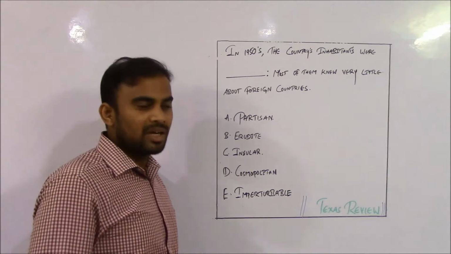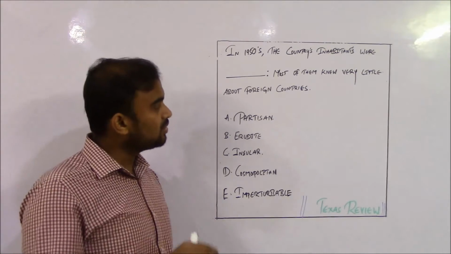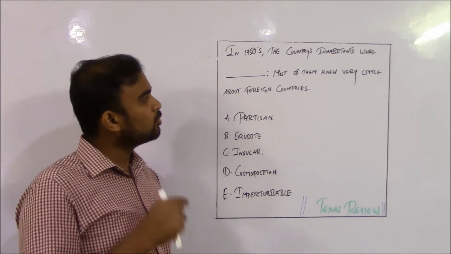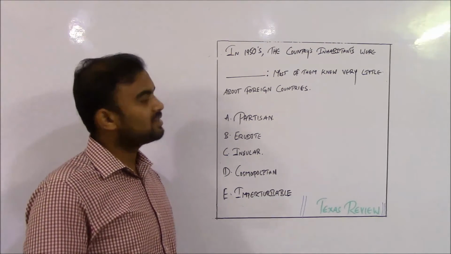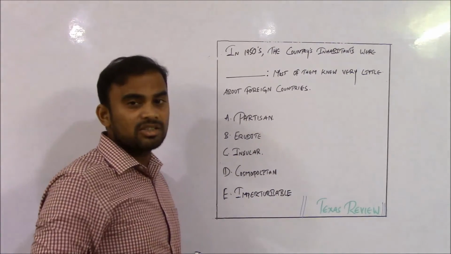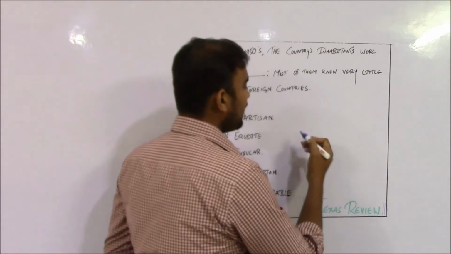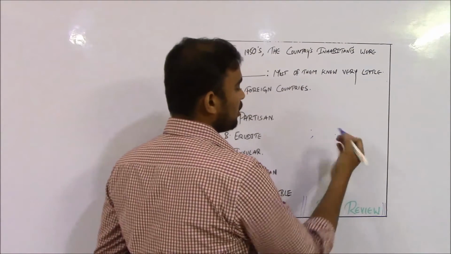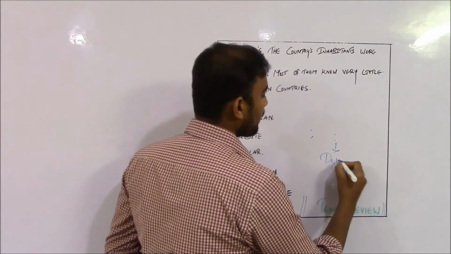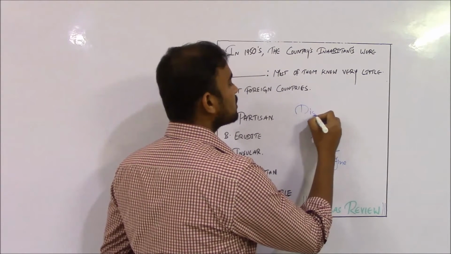So how can be the inhabitants of a country? Can be anything. We can fill the blank with any word. But the clue comes from the second part of the question. Now, what is it saying? Colon. Most of them knew very little about foreign countries. So any idea what a colon is used for? Now, there is a small difference between a colon and a semicolon. A colon will always define things, wherein a semicolon will always distinguish things.